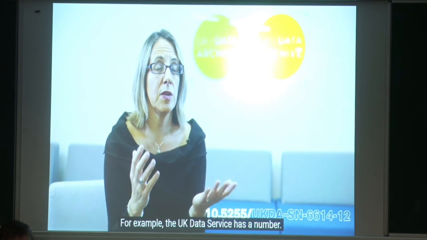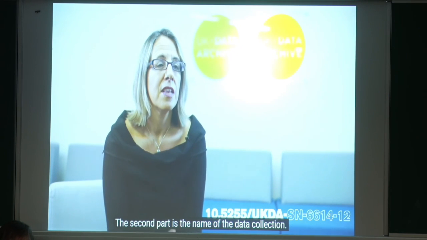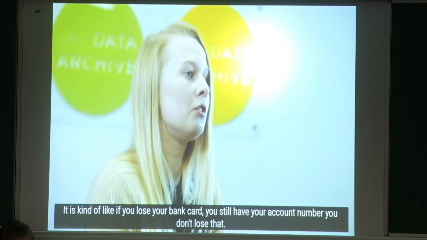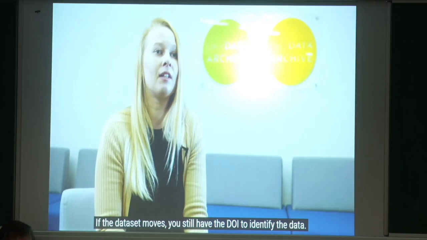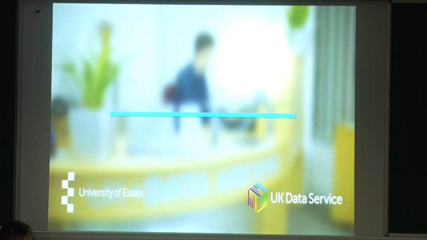For example, the UK Data Service has a number. The second part is the name of the data collection. The next part is the version. It's kind of like if you lose your bank card, you still have your account number, you don't lose that. Same with the data set. If the data set moves, you still have the DOI to identify the data.